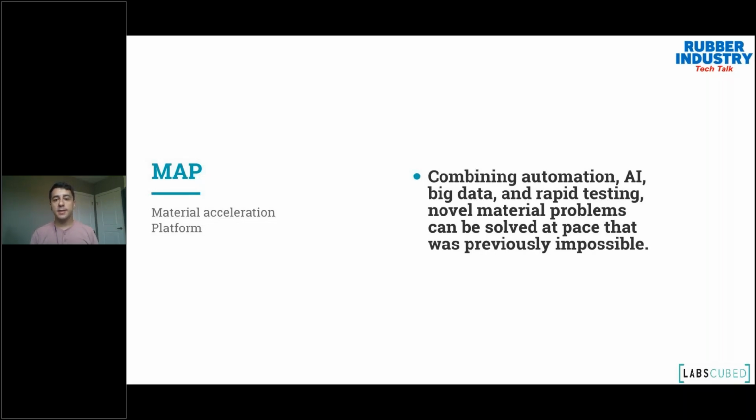And the goal is to combine essentially everything we've talked about to speed up the process of creating materials to a different level. So imagine a lab where it can mix the materials on its own, it can test the materials on its own, puts that data into an AI system, figures out what to mix next, and keeps going until it creates the perfect material.